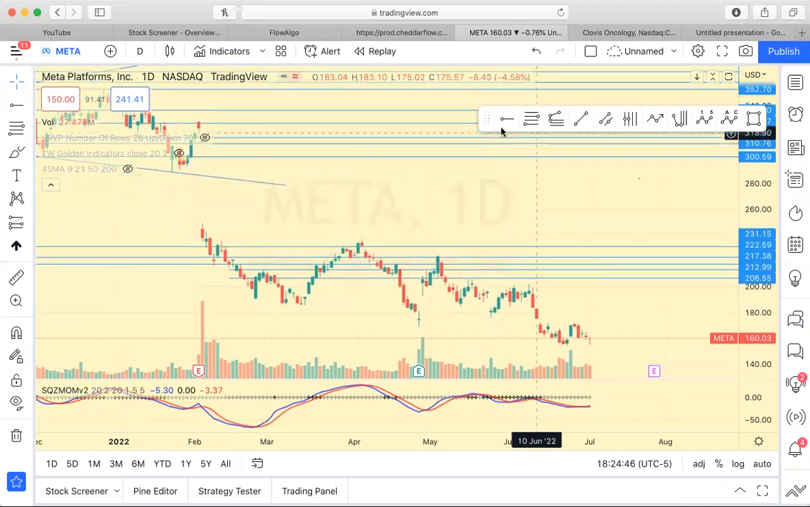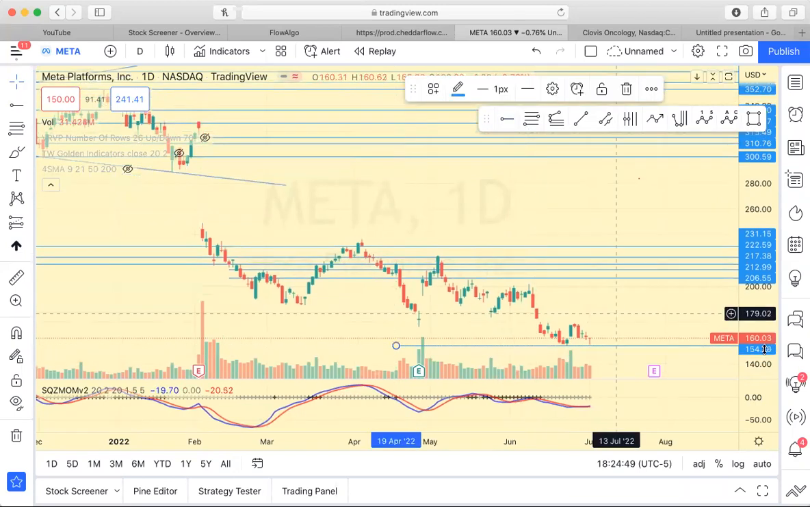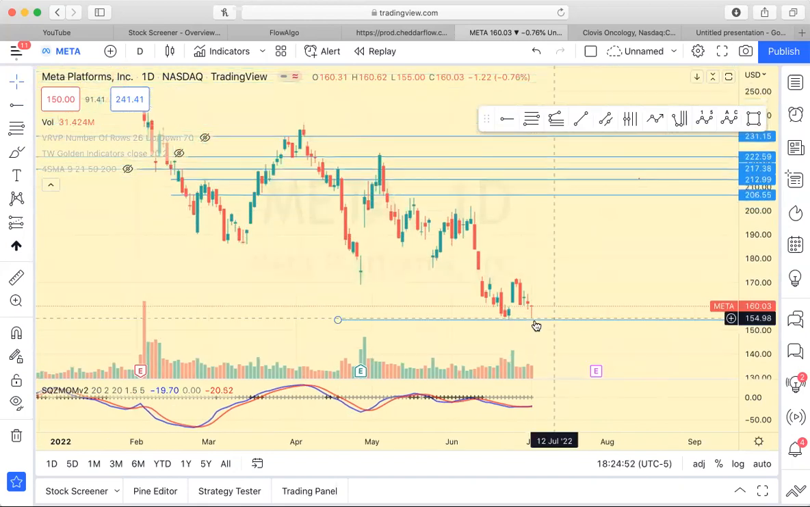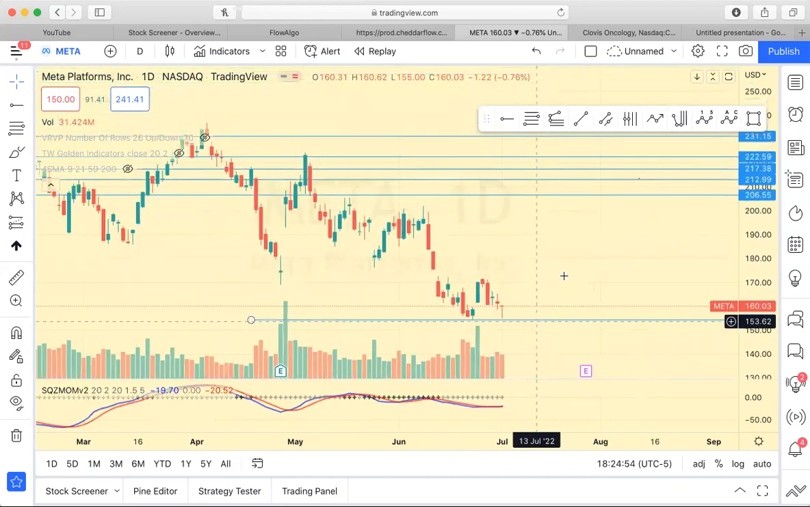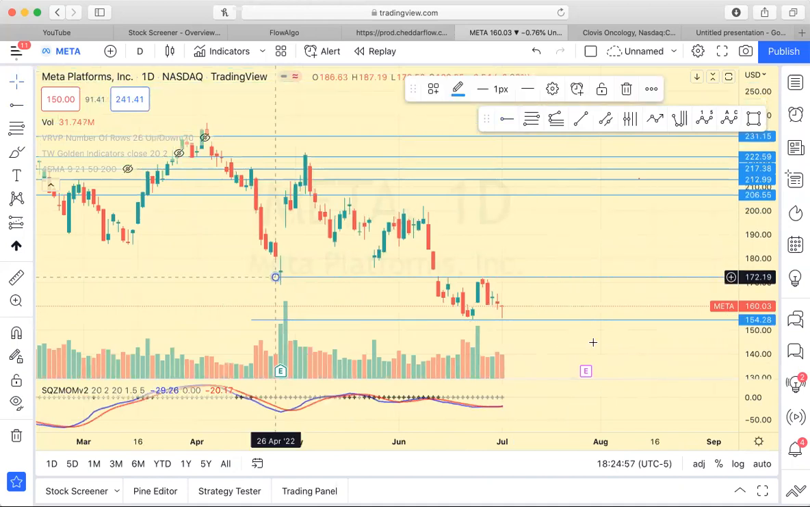And if we look at the Meta chart, we can see that this is a really, really nice chart. We had a reversal candle the other day. It's right at support, and we can probably trade it back up to the top of this range at 172 next week, right?